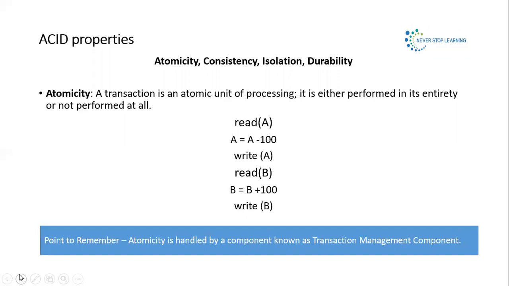Suppose we have taken this example in the previous transaction lecture also. If you have not gone through that video, please go to that video so you will understand about read and write and how a transaction works. So this is a transaction where from account A I'm transferring 100 rupees to account B. Now, suppose in the beginning of this transaction, account A has 1000 rupees and account B has 2000 rupees.